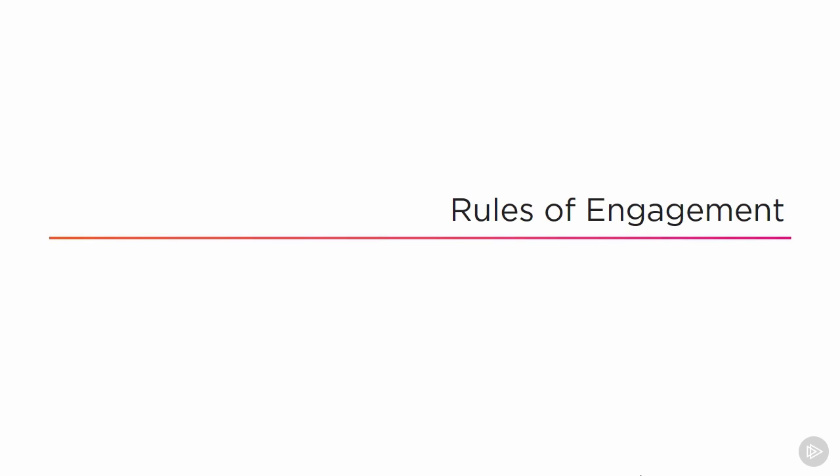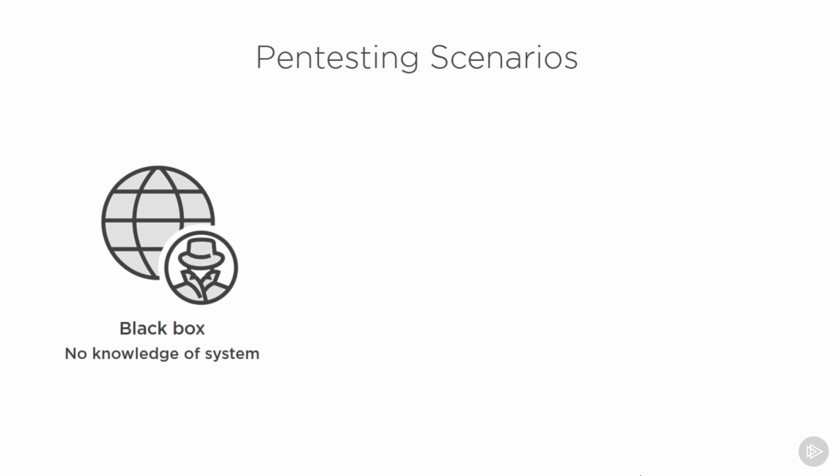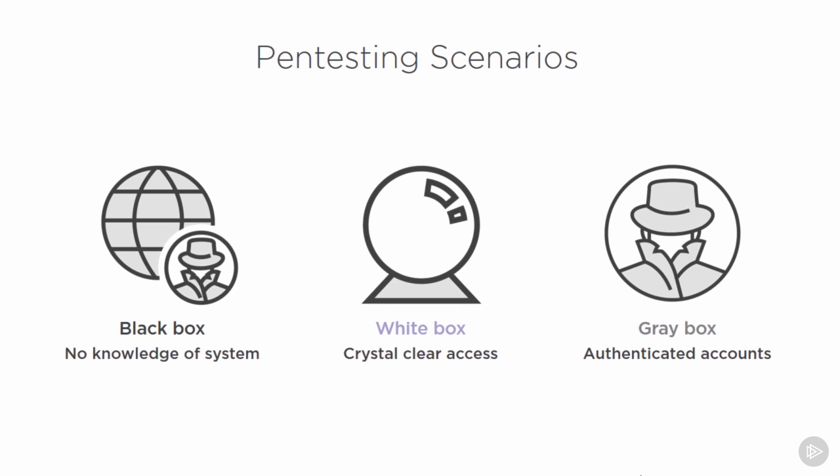Let's take a look at the different flavors of pen testing scenarios and then clearly define which one we will be using for this course. There are three main types of pen testing scenarios: black box, white box, and gray box. Now, black box means that the pen tester has no knowledge of the system or application. He or she may not even have a login or a URL.